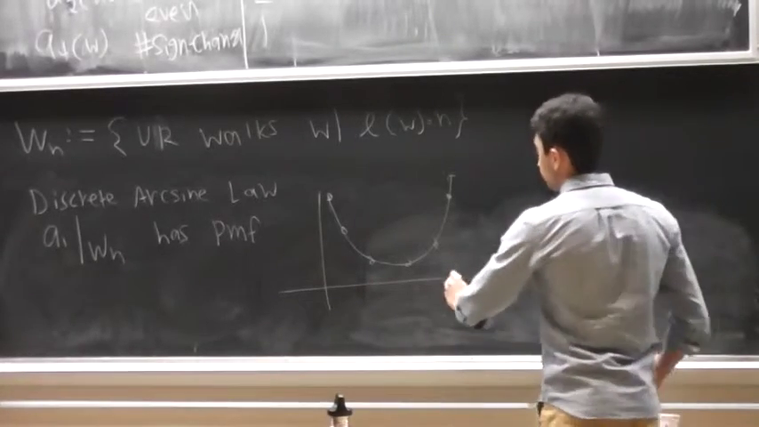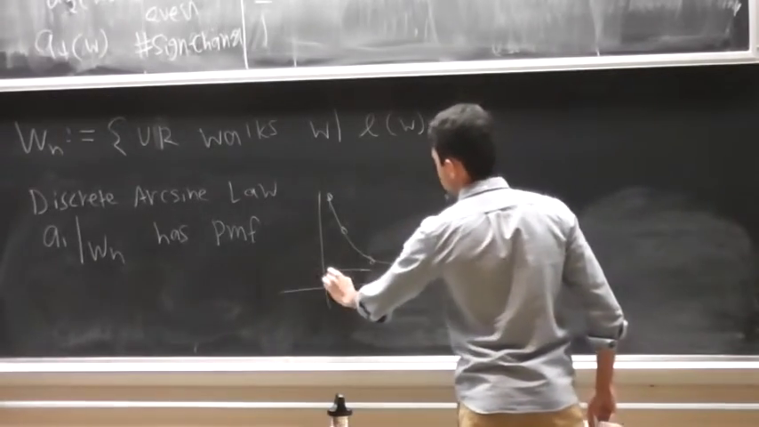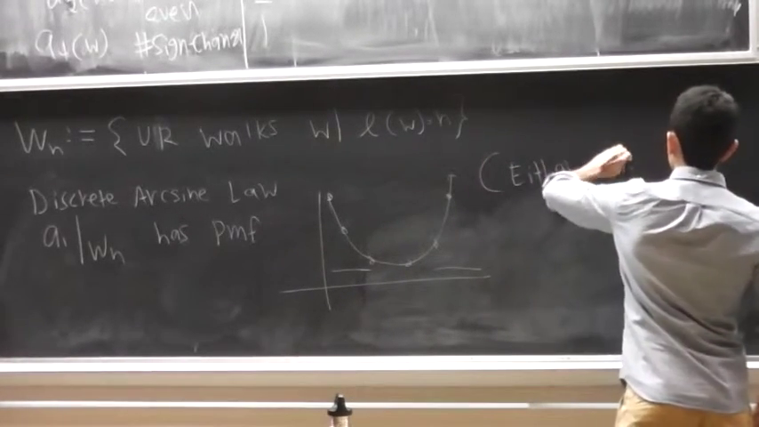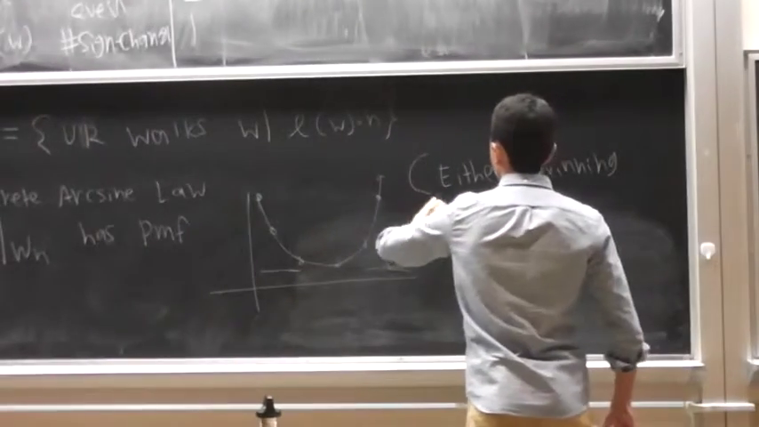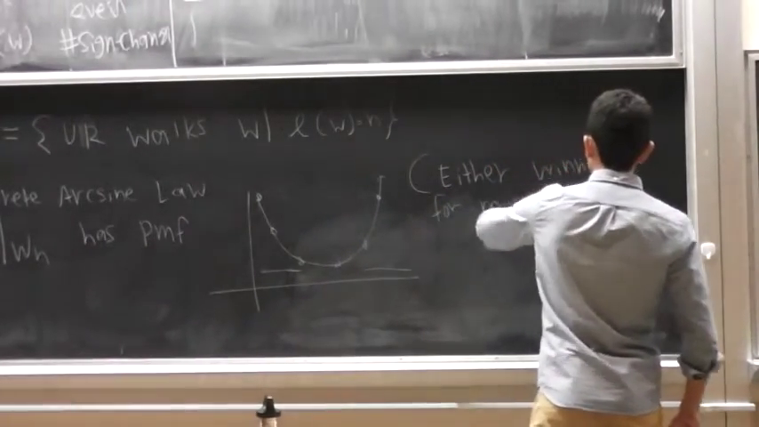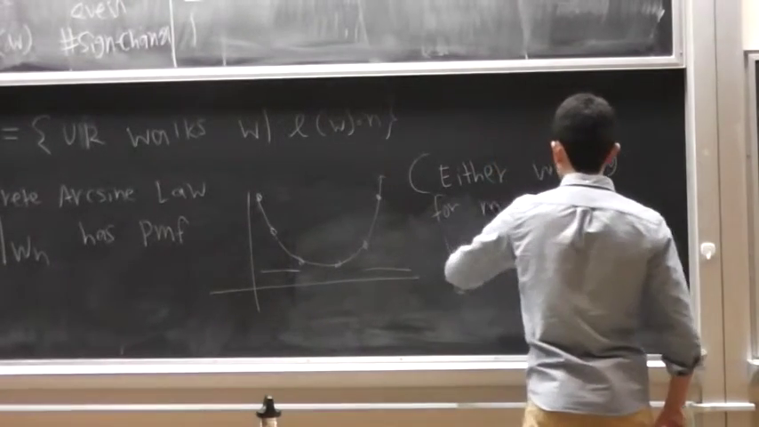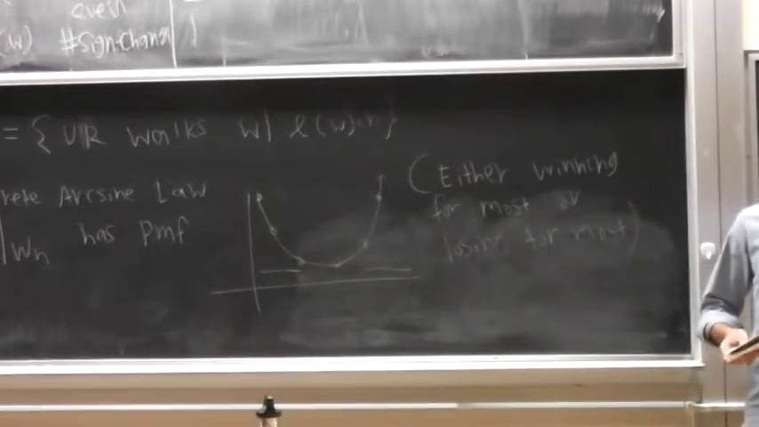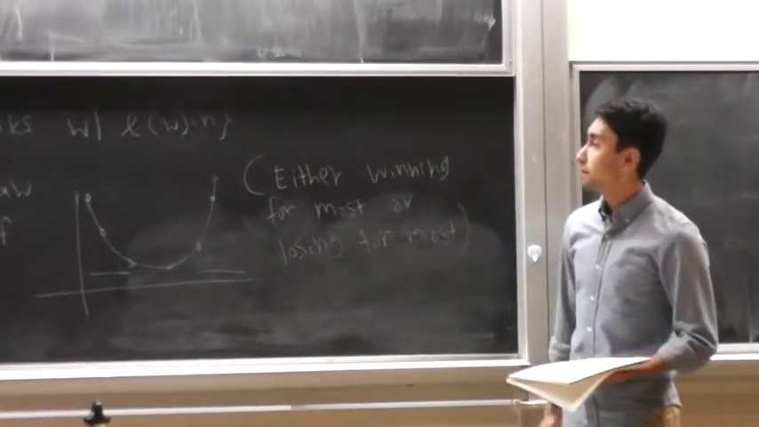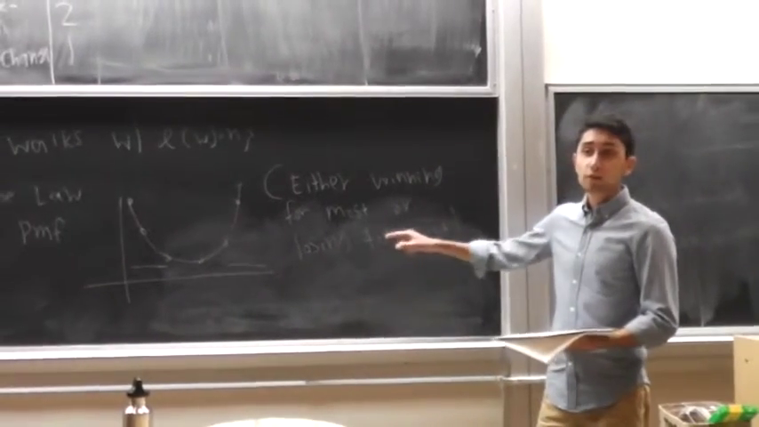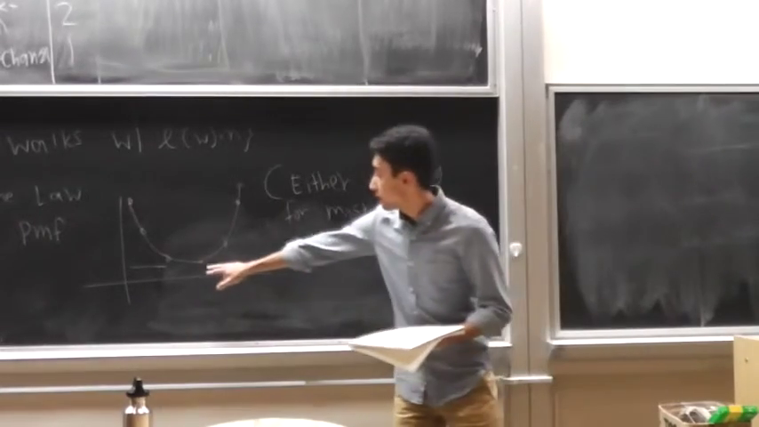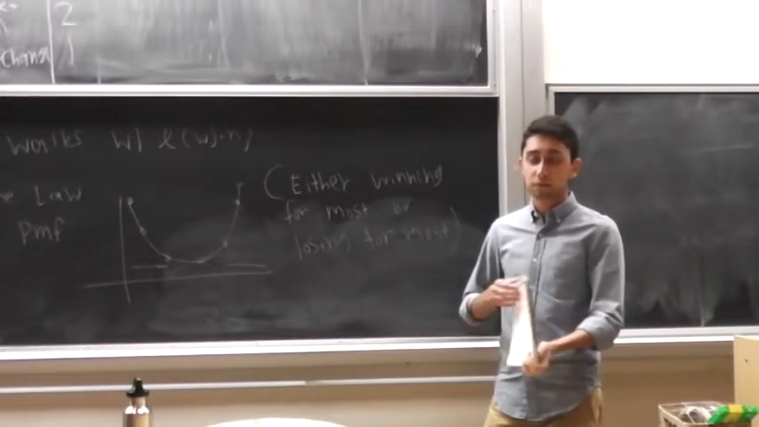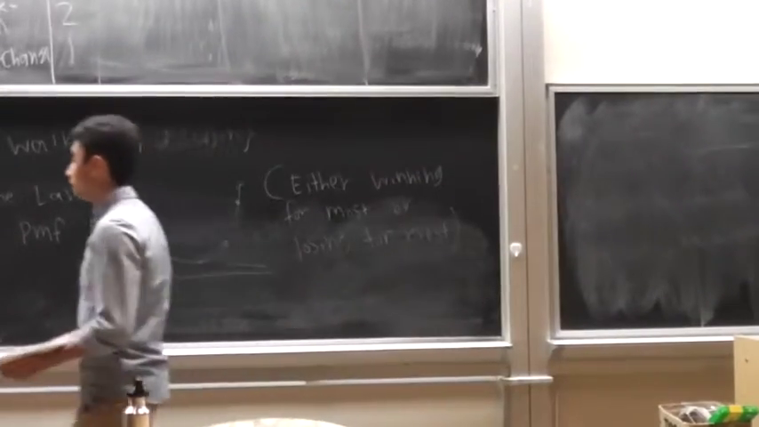So in particular, this is saying that for most of the walks, you're either in this region or this region. You're either winning for most of the times or losing for most of the times. Which might be counterintuitive, right? It's saying that if you play a particular game, you're probably either going to be really lucky or really unlucky. The in-between doesn't happen very often. Any questions about that? Okay. So that's the discrete arcsine law.